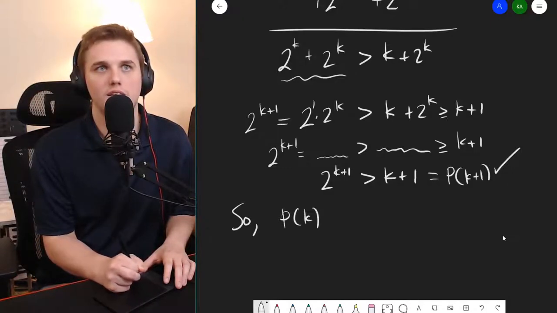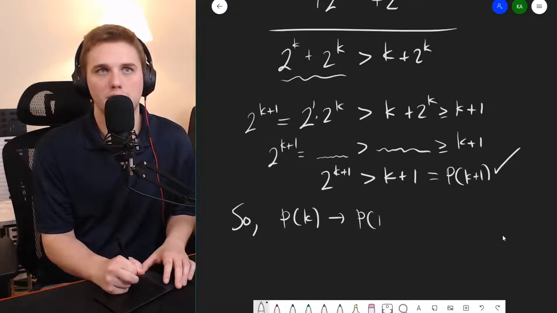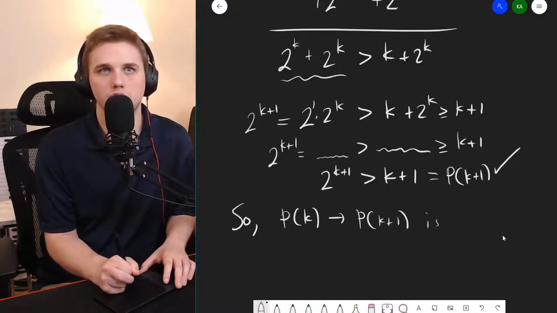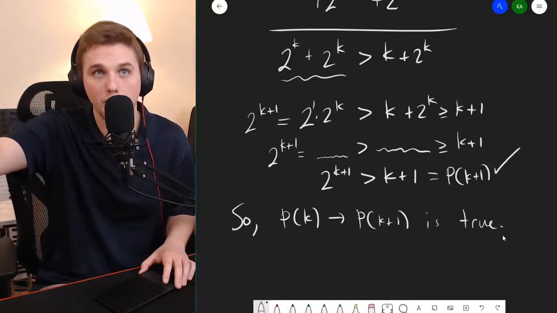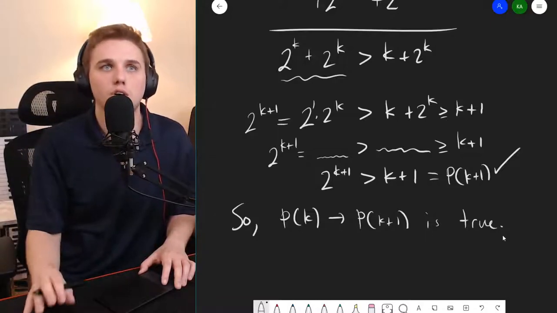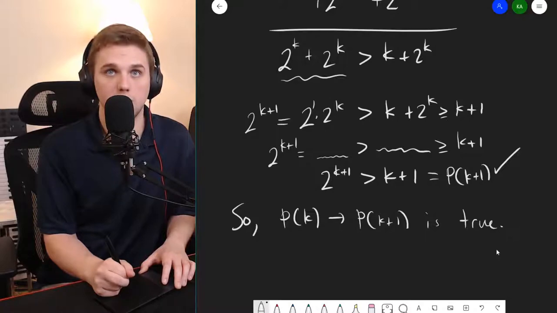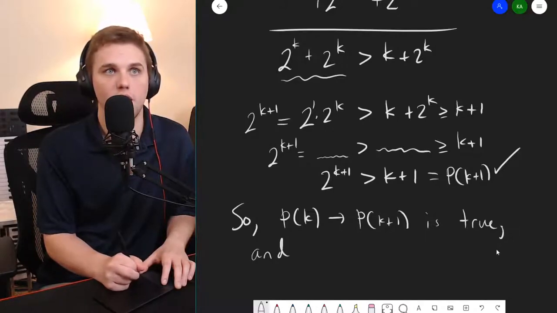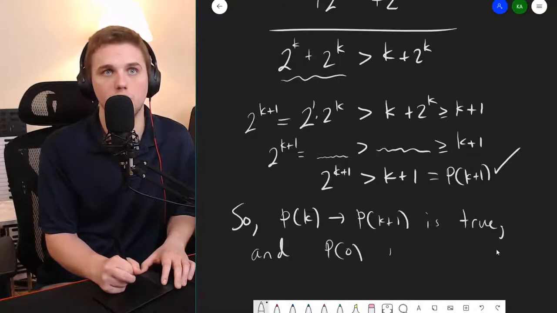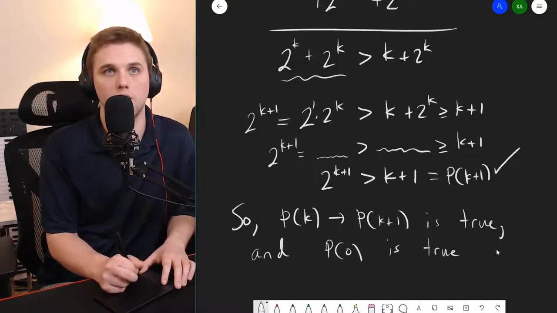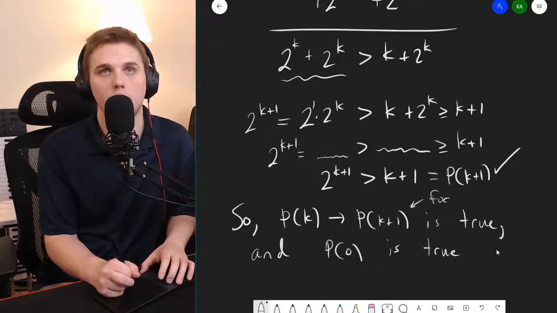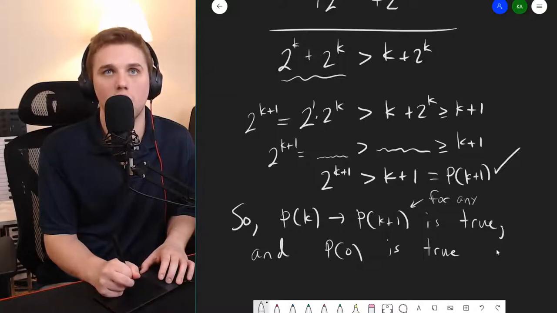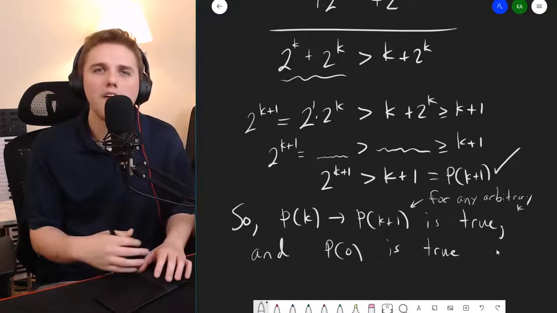P of K implies P of K plus 1 is true, right? Because by assuming P of K, I can manipulate it. I can therefore prove that P of K plus 1 is true. So if that's true, and I should put a comma there, and P of 0 is true, and this, by the way, for any arbitrary K. Now, why for any arbitrary K?